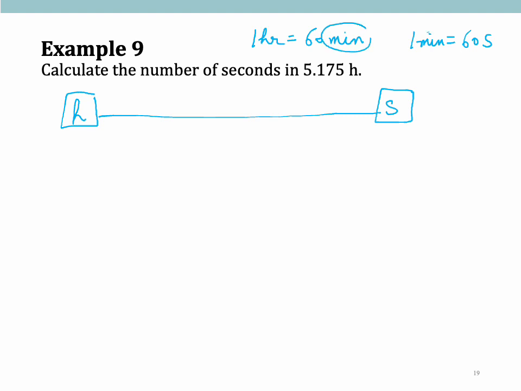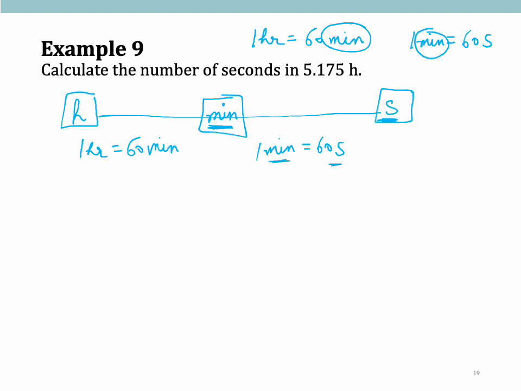And what is the common unit that I see in between? Minutes, which means that's my common factor. So I will make an extra stop in the middle, which will be minutes. And my conversion factors here will be 1 hour, 60 minutes, and 1 minute, 60 seconds. So what you're trying to do is find a relationship between these two units, minute and second, hour and minute.